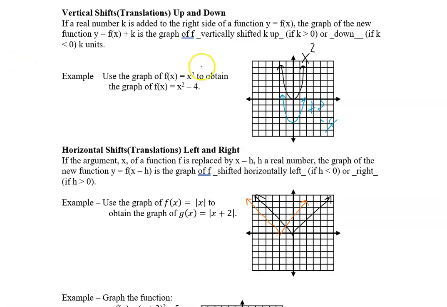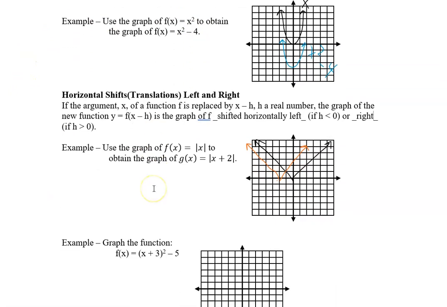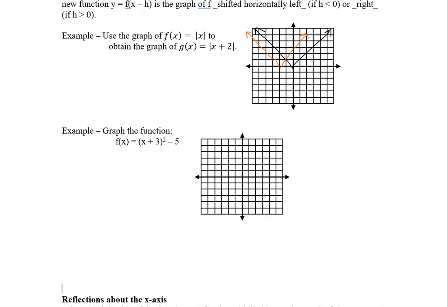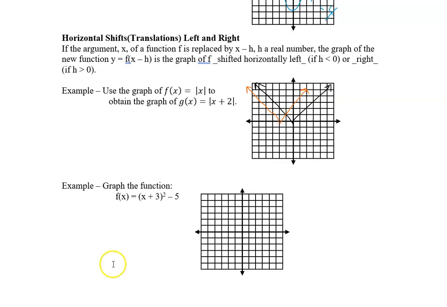Now, in addition to being able to shift up and down or left and right, we also will have scenarios where we will shift both up and down and left and right. So in this case, we have f of x is equal to (x plus 3) squared minus 5. So notice we have two different transformations happening here. We have a plus 3 that is inside the parentheses, so it's only on the argument. And we have a minus 5 that is outside of the parentheses, so that's on the entire function.